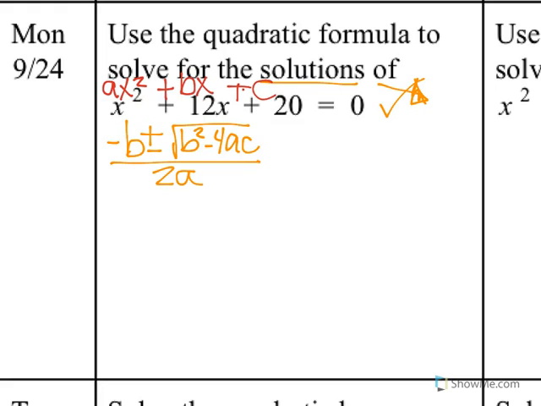So a is the number in front of x squared. If it's not written, it's a 1. B is the number in front of x, so it's 12. And c is our constant. It's usually in the back, and it's 20.